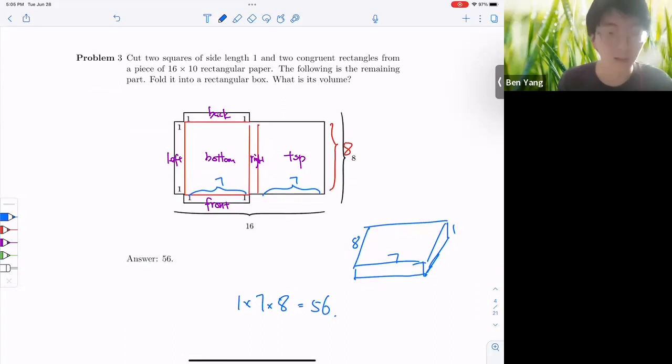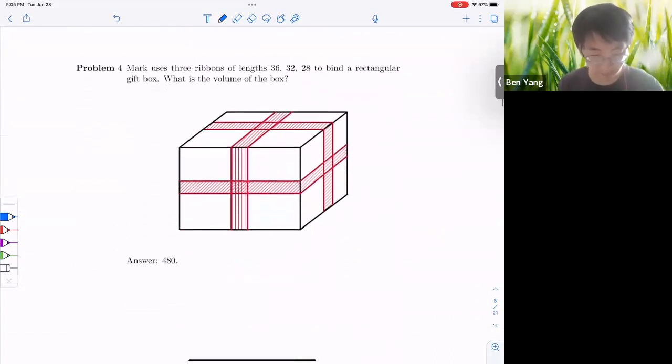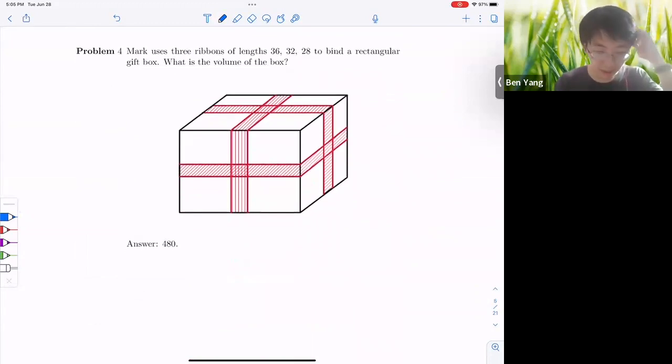Okay. Let's move on. Next one. Mark uses 3 ribbons of lengths 36, 32, and 28 to bind a rectangular gift box. What's the volume of the box?